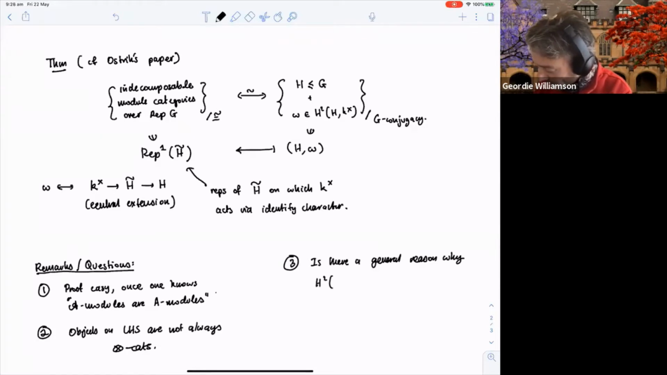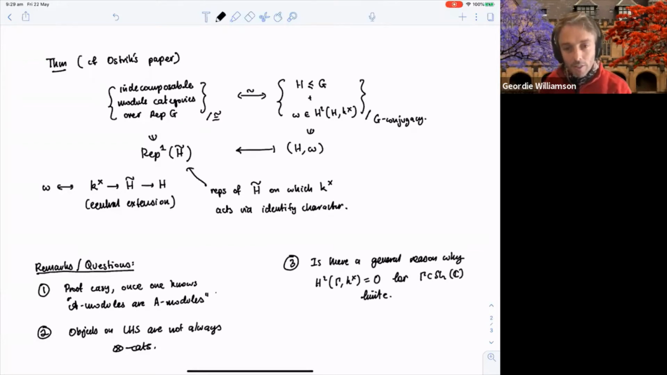Perhaps this is a bad question. Why not? So I managed to convince myself that these classes are 0 for Z mod PZ for the cyclic subgroups of SL2. I have no idea why they're 0 for other ones, but I'm not sure if there's a general reason or if this is just an accident.